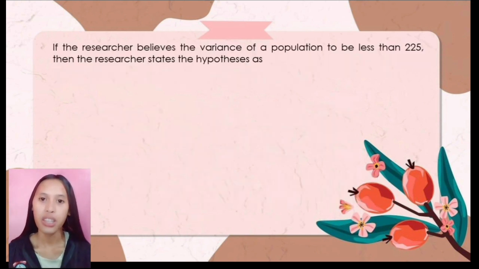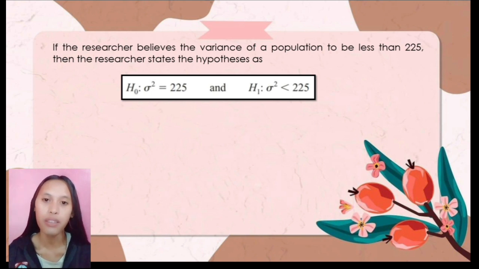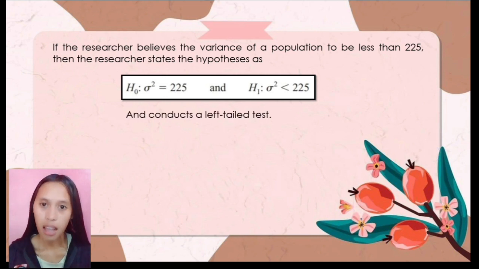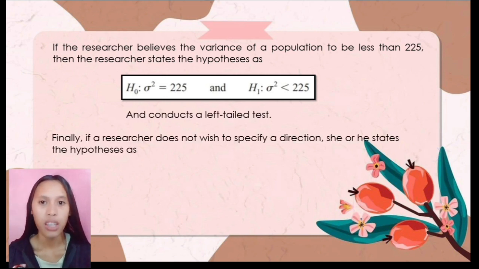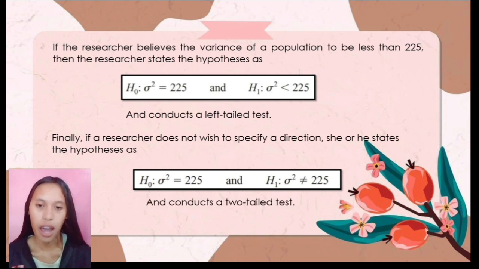If the researcher believes that the variance of a population is less than 225, then the researcher will state the hypothesis as: the population variance is equal to 225, the population variance is less than 225. That conducts a left-tailed test. But if a researcher does not wish to specify a direction, she or he states the hypothesis as: population variance is equal to 225, population variance is not equal to 225.